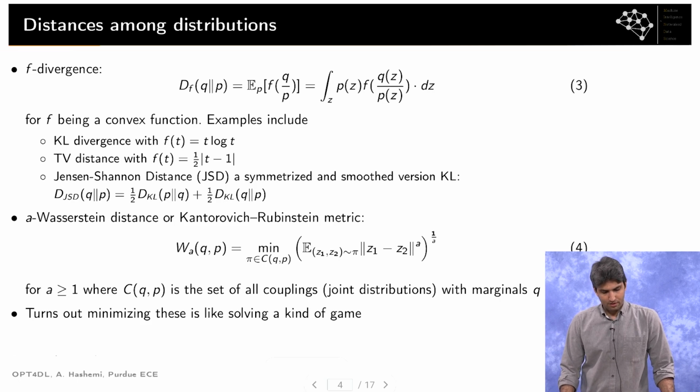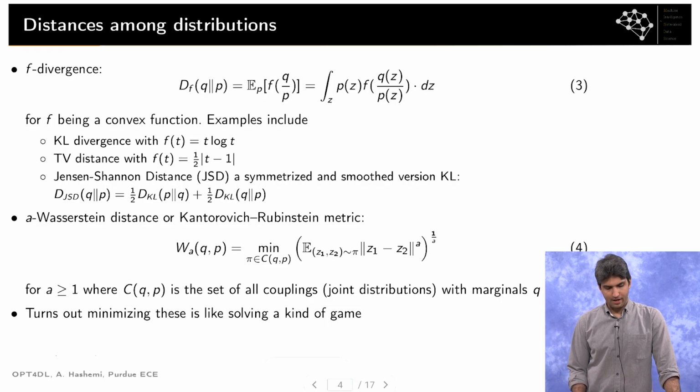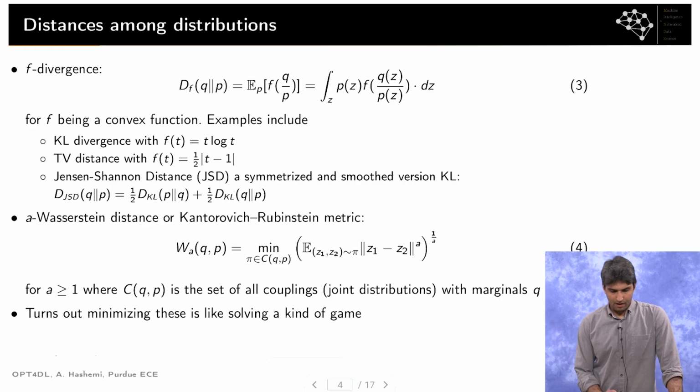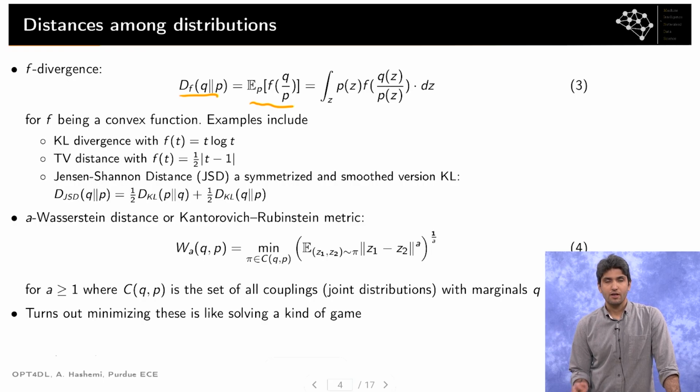Broadly, you can think of them as belonging to two different categories. First of all, we have f-divergences, which basically says that the distance between Q and P can be written in this particular form: the expectation with respect to P of some function of the ratio of Q and P. And if you expand this, this is basically what we are talking about.